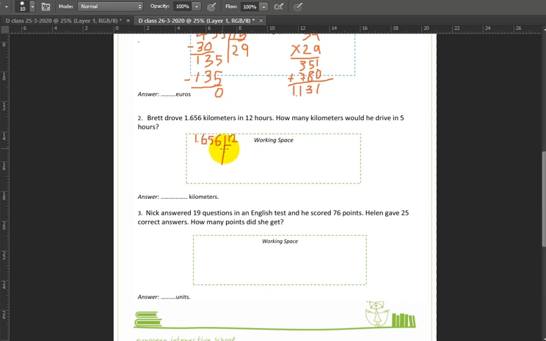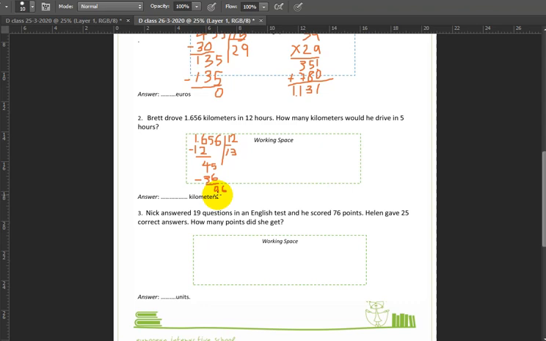12 fits into 16 once. I'm going to do that subtraction, and I'm going to get 4. I am then going to pull down this 5. I'm going to say 12 fits into 45 3 times. 3 by 12 makes 36, I'm sorry. And I'm going to do the subtraction, and I'm going to get 9. Then I'm going to pull down the 6. And 12 fits into 96.